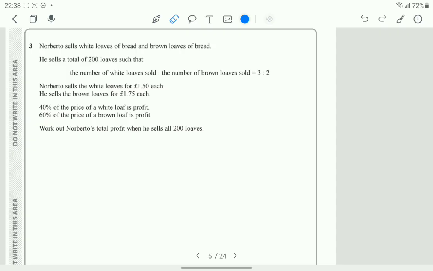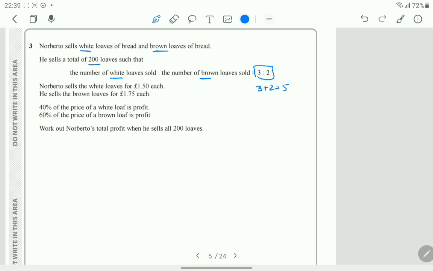Norberto sells white loaves of bread and brown loaves of bread. This is important. He sells 200 loaves of bread such that the number of white loaves sold and the number of brown loaves sold is in this ratio, and 3 plus 2 is equal to 5. So if he sells 5 breads, he sells 3 white and 2 brown.